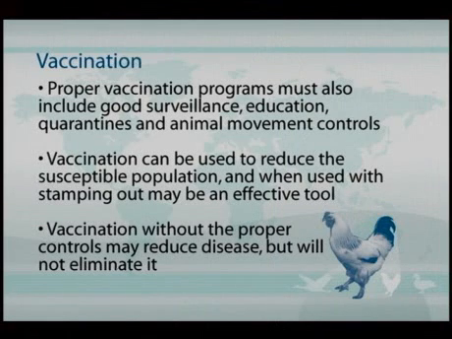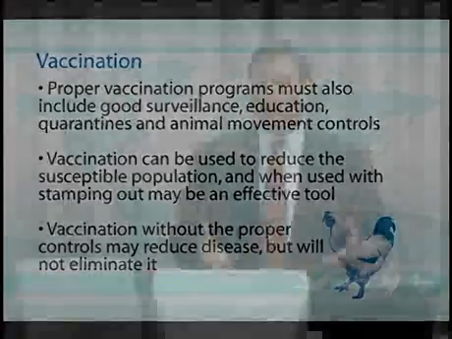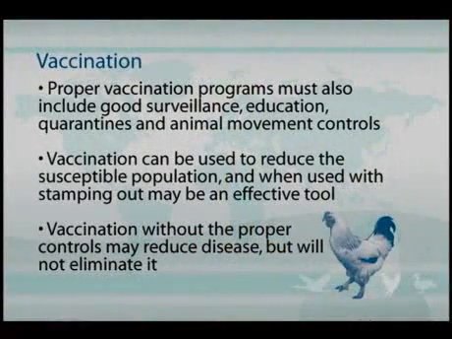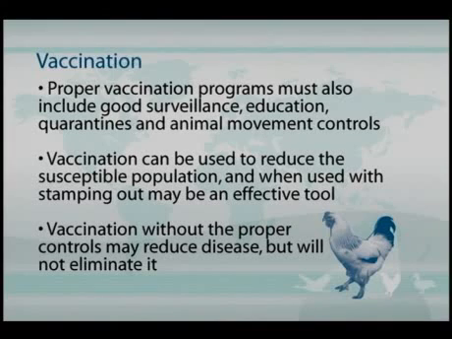Again, vaccination can do a good job at reducing your susceptible population, and it can be used as part of a control program in conjunction with stamping out. But even if we identify that we have a flock of birds that has been vaccinated and then has become infected, still we're going to go ahead and eradicate that flock. We're not going to take a risk of that flock spreading the virus, and so that's where your surveillance program really becomes important. Again, vaccination without the proper controls may eliminate clinical disease, but it will not eliminate the virus unless it's done properly.